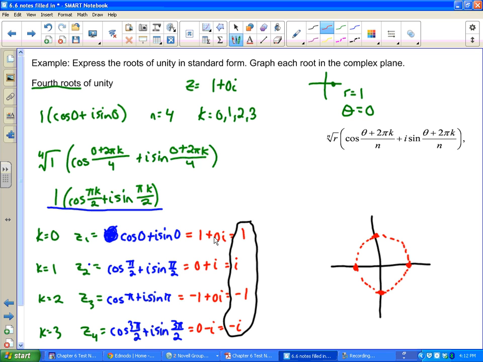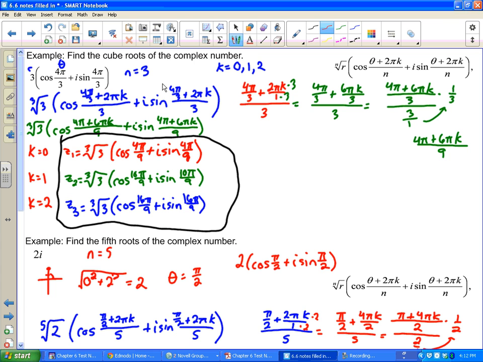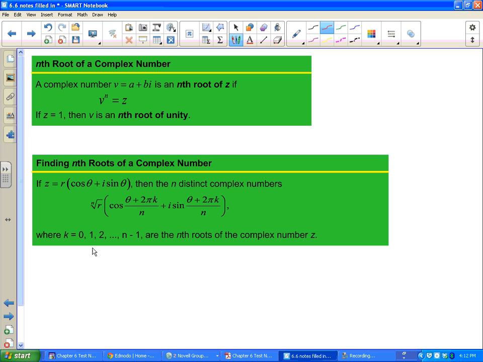And so that's all that she wrote on this one. Finding roots of unity, finding whatever roots, complex numbers. Awesome.